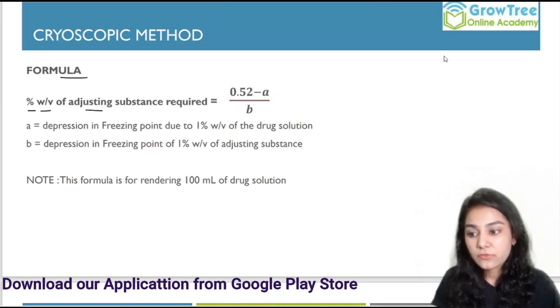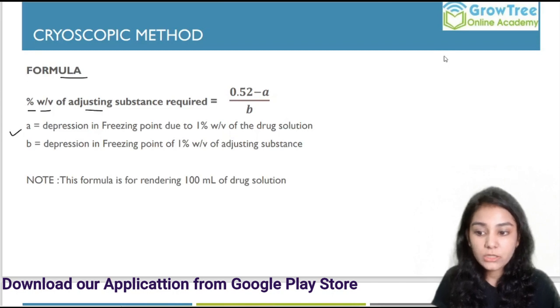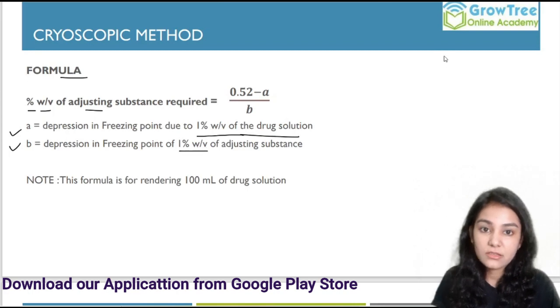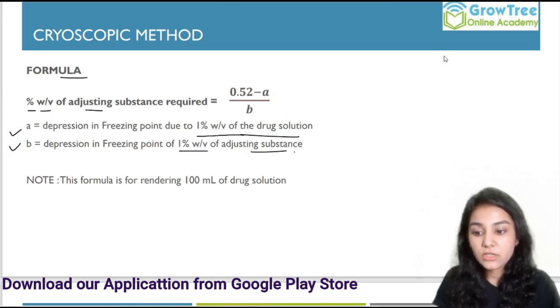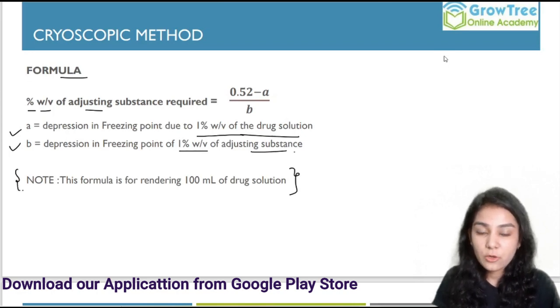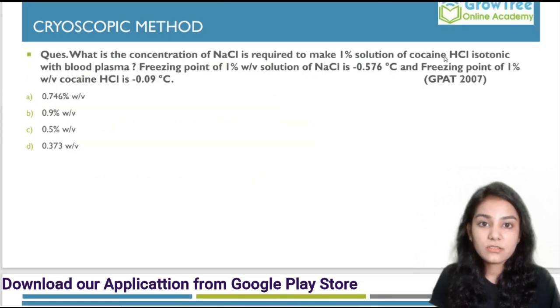Here A stands for the depression in freezing point due to 1% weight by volume of drug solution, and B represents the depression in freezing point of 1% weight by volume of adjusting substance. This formula is generally used for calculating the amount of adjusting substance for 100 ml of solution. So let's understand the cryoscopic method with a very simple example.